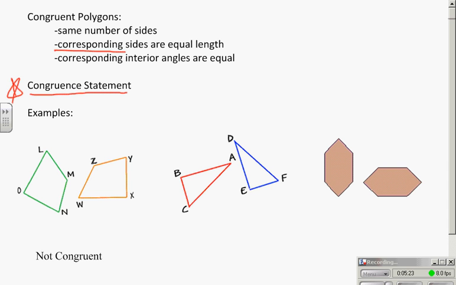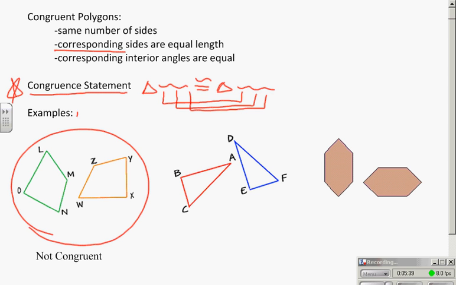A congruence statement is a very important idea. And this is where I'm going to say, for example, triangle this is congruent to triangle that. And every vertex of that triangle has to match up. So for example, when I look at these quadrilaterals right here, if I say quadrilateral LMNO, okay, I can name them in any order I want, go clockwise, go counterclockwise, just don't hop and skip across, is congruent to.